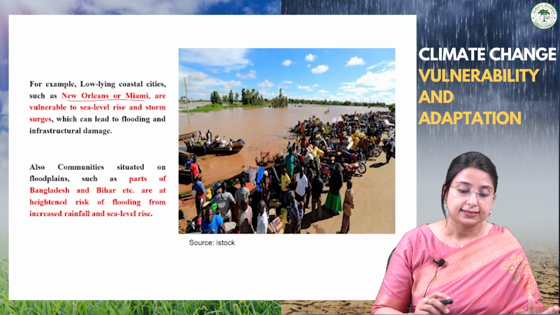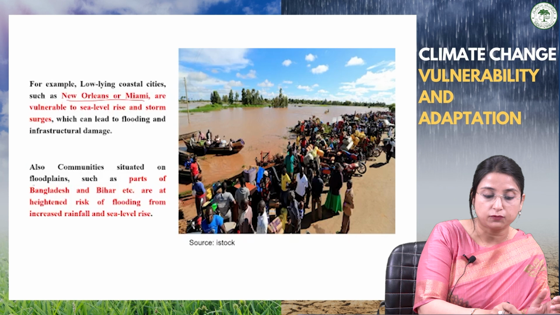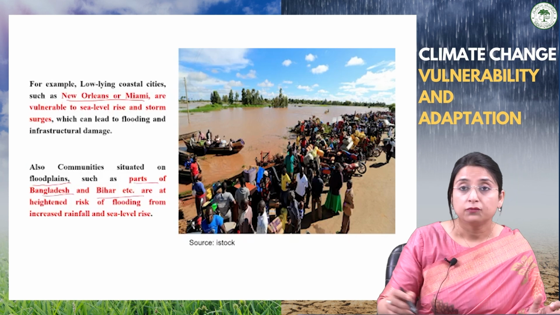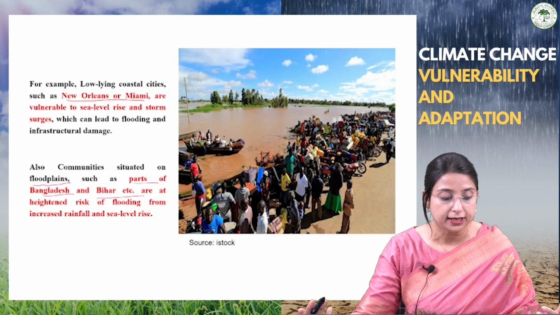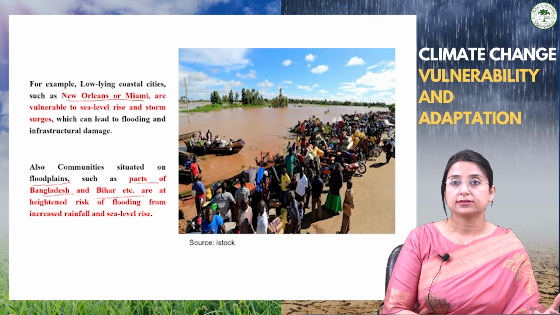You can even take the example of communities situated along floodplains. For example, parts of Bangladesh and Bihar are at heightened risk of flooding, either from rainfall or from sea level rise.